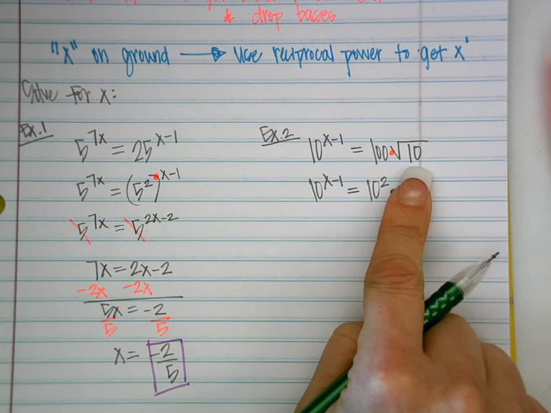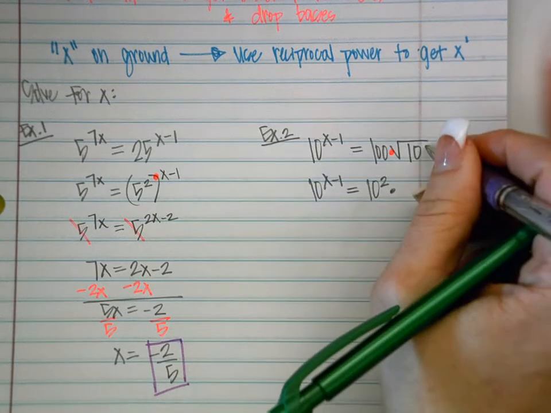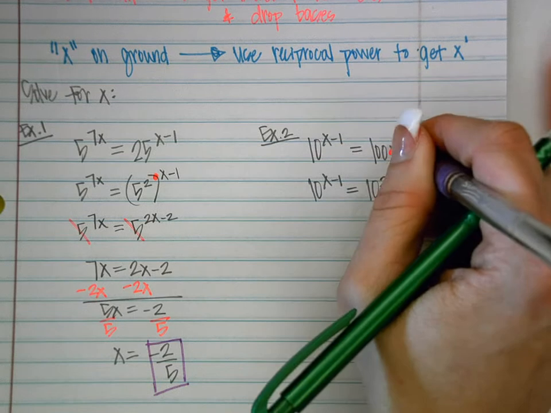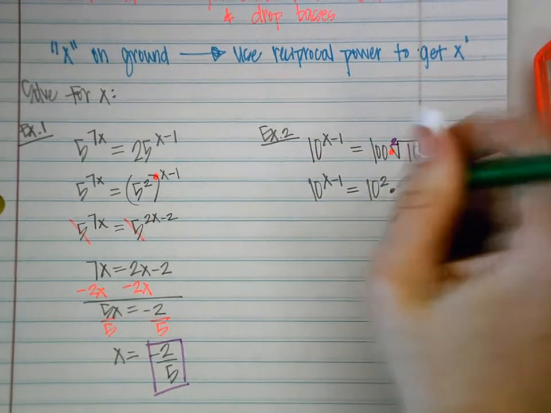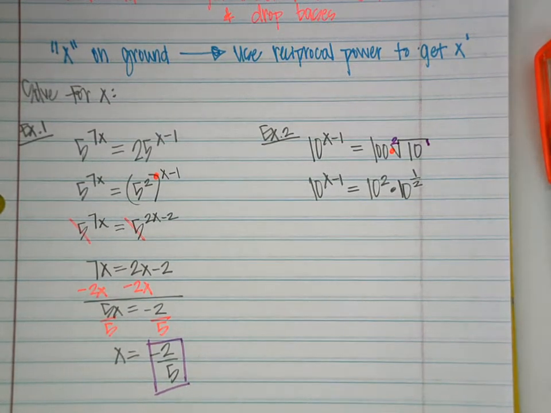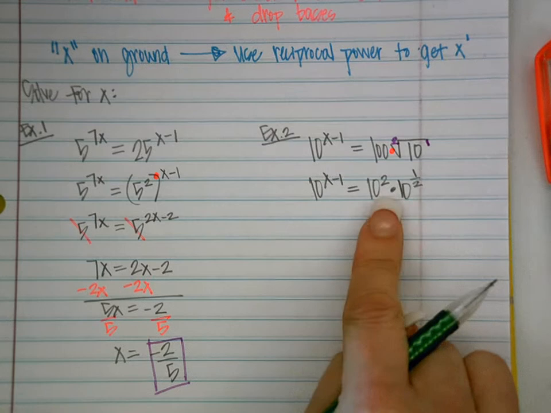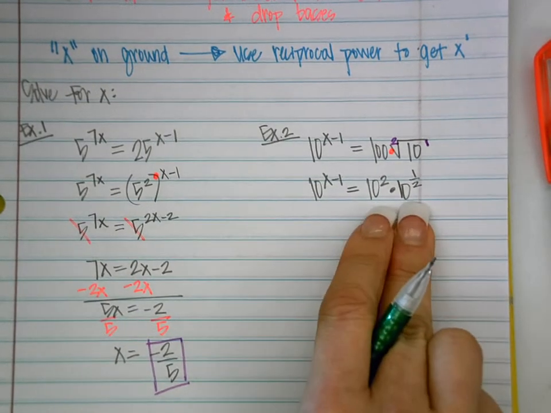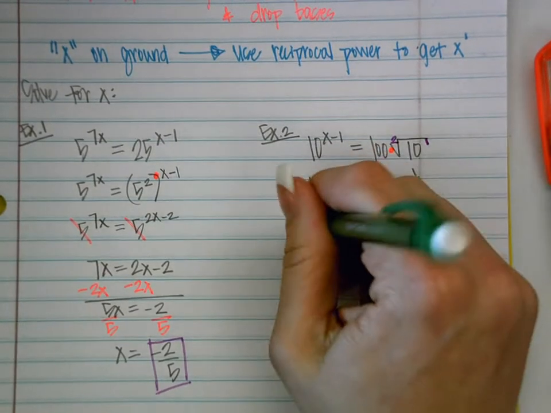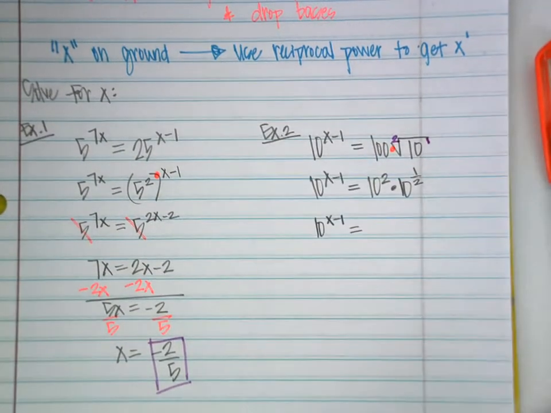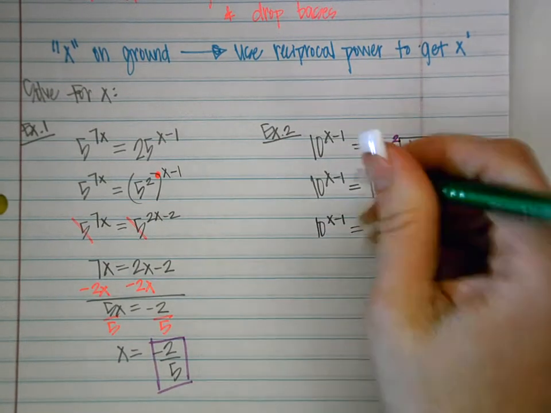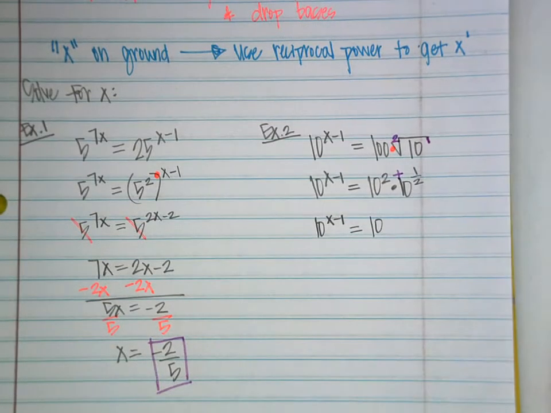If you draw in your power here, what's the power on 10 right now? 1. What's the root? 2. So the radical 10 is the same thing as 10 to the 1/2. A square root of something is the same thing as that number to the 1/2 power. Then, if I want to combine these, the 10 stays exactly the same. What do I do with their exponents? Do I add them or multiply them? This is where you add them. So you're going to add 2 plus 1/2. What is 2 plus 1/2?